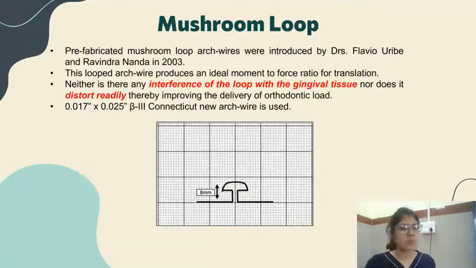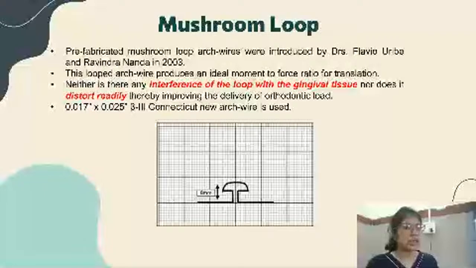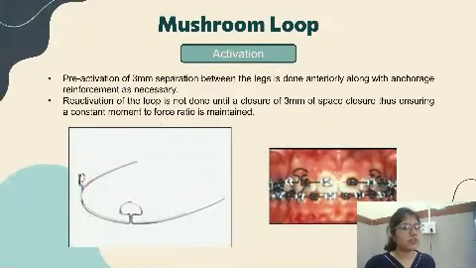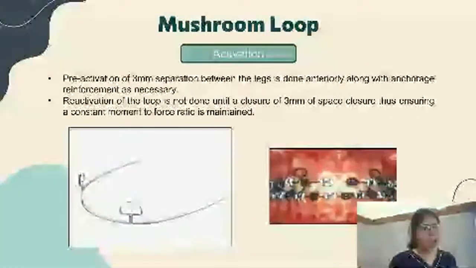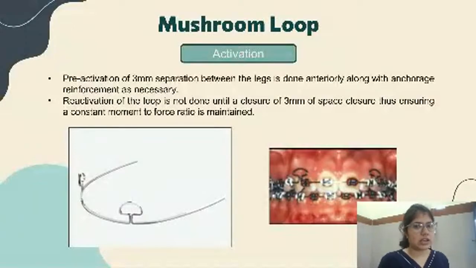Prefabricated mushroom loop arch wires 2003. This loop arch wire produces an ideal movement, neither is there any interference of the loop with the gingival tissue, nor does it distort readily, thereby improving the delivery of the orthodontic load. 1725 beta 3 Connecticut new arch wire is used. So preformed mushroom loop wires are fabricated. Pre-activation of 3 separation between the legs is done anteriorly along with anchorage reinforcement is necessary. Reactivation of the loop is not done until a closure of 3 of space is there, thus ensuring a constant movement to force ratio is maintained.